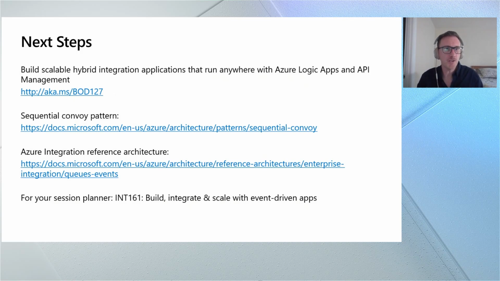Some other next steps. What I talked about today isn't quite the sequential convoy pattern, but it doesn't take a lot more configuration to build out that pattern in Azure. So if you want to look at a reference architecture that documents and walks through that, have a look at the sequential convoy reference architecture there. We also have a reference architecture for all our Azure integration services: Logic Apps, Service Bus, Event Grid, and API Management. There's a bunch of reference architecture documents there you can look at if you're considering building out this kind of architecture yourself.